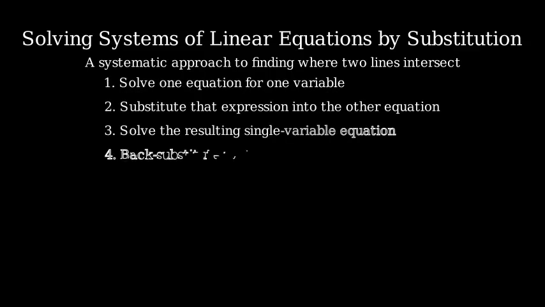First, we solve one equation for one variable, usually expressing y in terms of x. Second, we substitute that expression into the other equation. Third, we solve the resulting single variable equation. And finally, we back substitute to find the value of the second variable. Let's work through an example to see how this method works in practice.